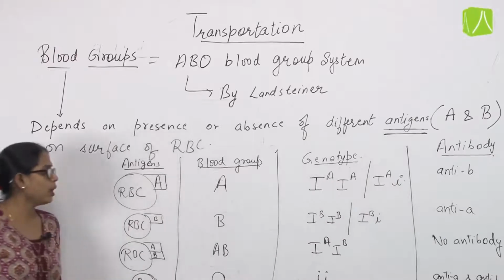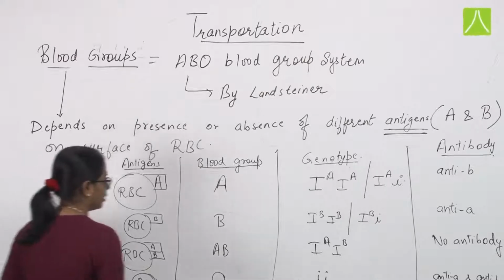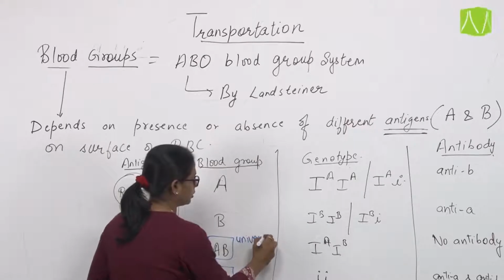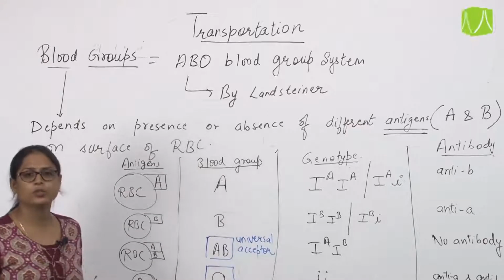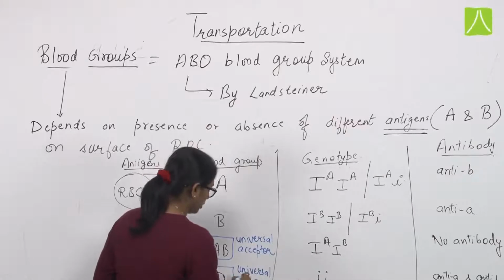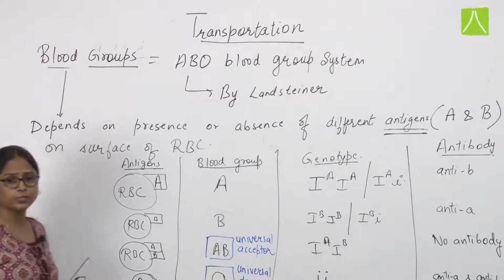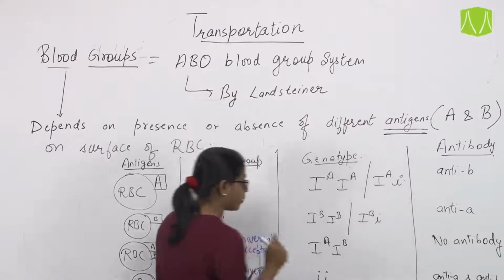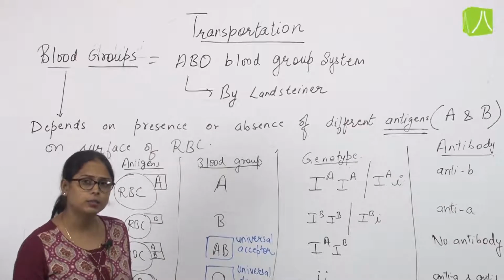Fine. Now that is why we say that O blood group and AB blood group are special: AB is universal acceptor and O is universal donor. Now why? Since AB, which is known as universal acceptor, has both types of antigen, but it doesn't have any antibody to react against any antigen.